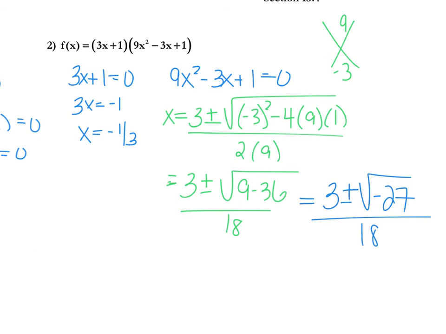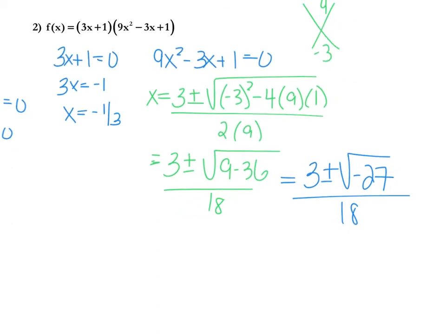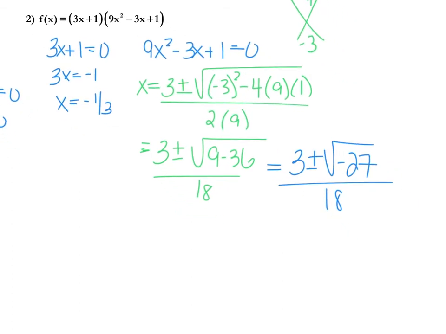Okay, and then, we look underneath the radical, notice that we do have a negative underneath, but we can solve that now. So 3 plus or minus i root 27 over 18. Again, don't cancel these. This is a no-go. It's illegal in math.